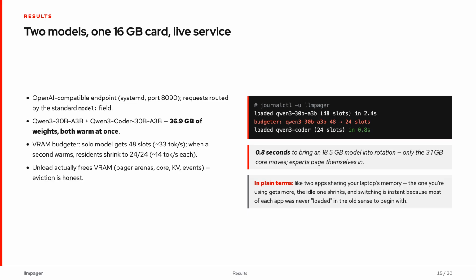And then the part that goes beyond the original inspiration: multi-model serving. Two 230 billion parameter models, a general one and a coding specialist, 37 gigabytes of weights combined, both warm on the 16 gigabyte card, behind a standard OpenAI-compatible API. A budgeter divides the cache: a model running alone gets the big cache. When a second one warms up, both shrink to share. And loading a model into rotation takes 0.8 seconds, because only its 3 gigabyte core actually moves. The experts page themselves in as they're used.